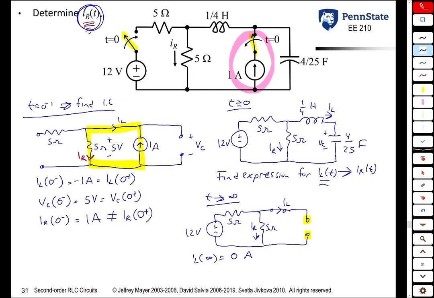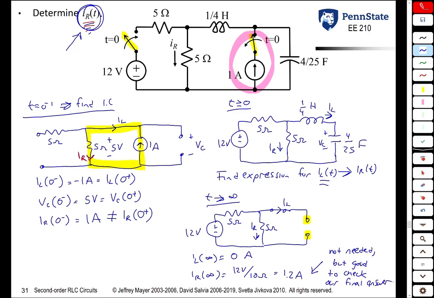However, it's not bad practice, if we're ultimately looking for IR of t, to see what IR of infinity should be so that we can double check our answer at the end. So IR of infinity, looking at this circuit here, it's pretty easy to see that it's 12 volts over 10 ohms, which is 1.2 amps. Should point out again, this step is not needed, but it's good to check our final answer. We'll see that in a couple pages.